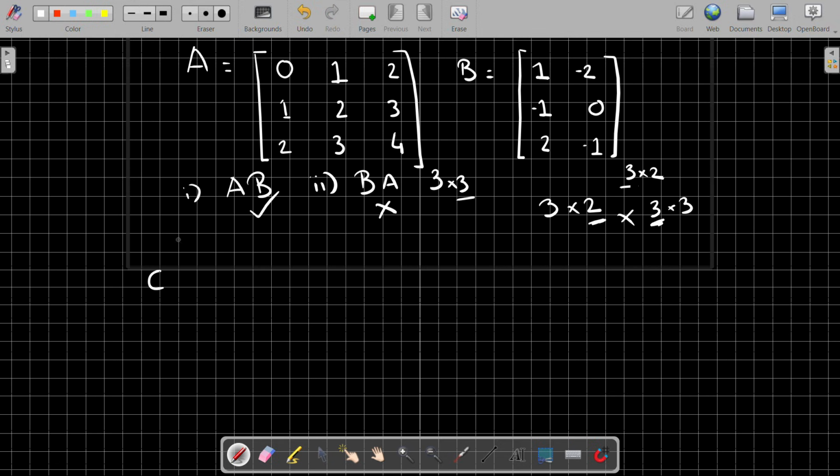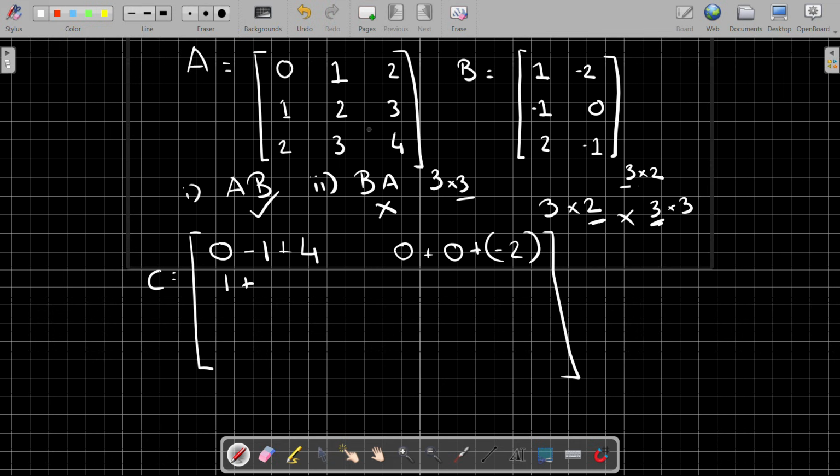So let's call this matrix C equals 0 into 1, 0, plus 1 into minus 1, minus 1, plus 2 into 2, 4. 0 into minus 2, 0, 1 into 0, 0, plus 2 into minus 1, minus 2. 1 into 1, that will be 1, plus 2 into minus 1, minus 2, plus 3 into 2, that will be 6.